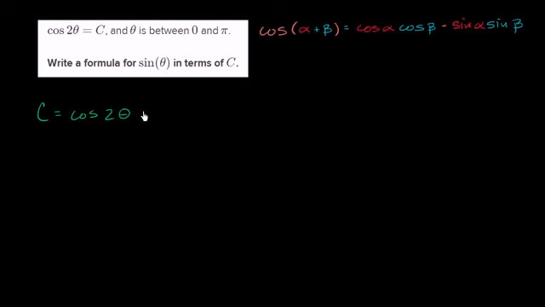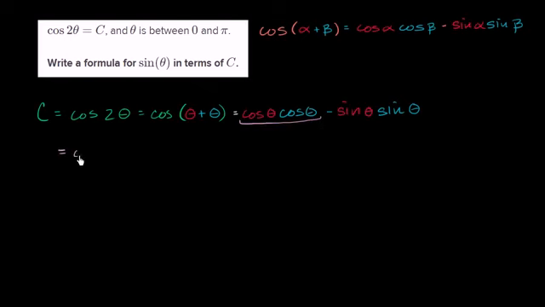So I can rewrite cosine of 2 theta as cosine of theta plus theta, which is of course the same thing as 2 theta. Now I can use the angle addition formula for cosine. This is going to be equal to cosine of theta times cosine of theta minus sine of theta times sine of theta, which is equal to cosine squared theta minus sine squared theta. So we've been able to rewrite c in terms of cosine squared theta and sine squared theta. But ideally, we just want to write it in terms of sine theta so that we can solve for sine theta. So if we can re-express cosine theta in terms of sine.